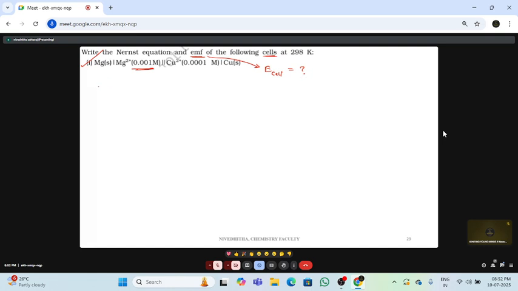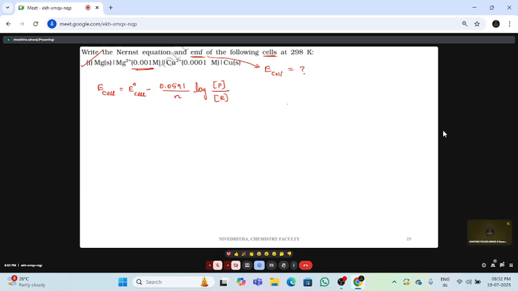The formula of the Nernst equation is E cell equal to E naught cell minus 0.0591 divided by n log concentration of product divided by reactant. See, this is just the cell representation. Here we don't know the concentration of product, or which is the product and which is the reactant. So to find the concentrations of products and reactants, the number of electrons and all that, first we have to write the anode reaction separately, the cathode reaction separately, and add both reactions to find the redox reaction. And from that redox reaction, we'll find the concentrations of product and reactant.